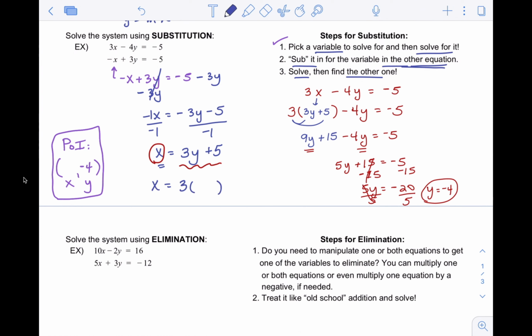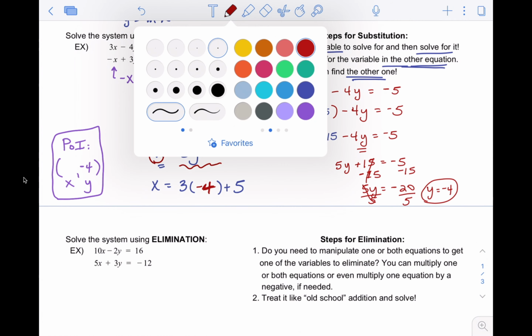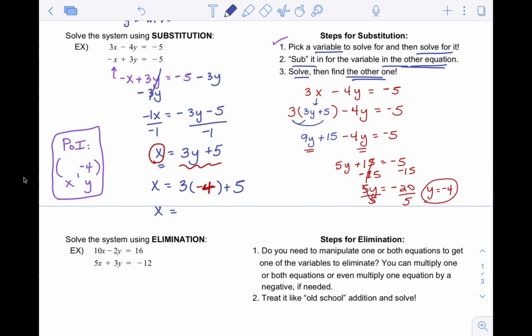So how do we find it? How do we find the other one? Well, thankfully, we have an equation that's ready to go that tells us what x equals. X equals 3y plus 5. So if you take the fact that y equals negative 4 and you sub in that negative 4 for y, the rest is straightforward and simple. 3 times negative 4 is negative 12. And negative 12 plus 5 is negative 7.